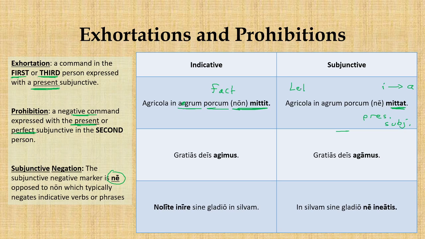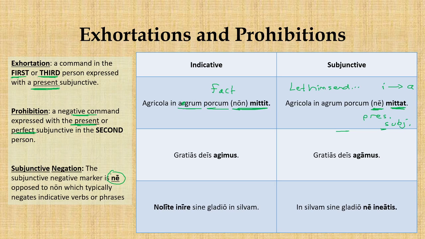So this is an example of our exhortation, or our third person command. Let him send a pig into the field. This is a command. This is someone asking a farmer to send a pig into the field. It's not necessarily just the farmer sending a pig into the field, but it's someone actually wanting this to happen. If you wanted to negate it, you could use the particle ne. Let him not.